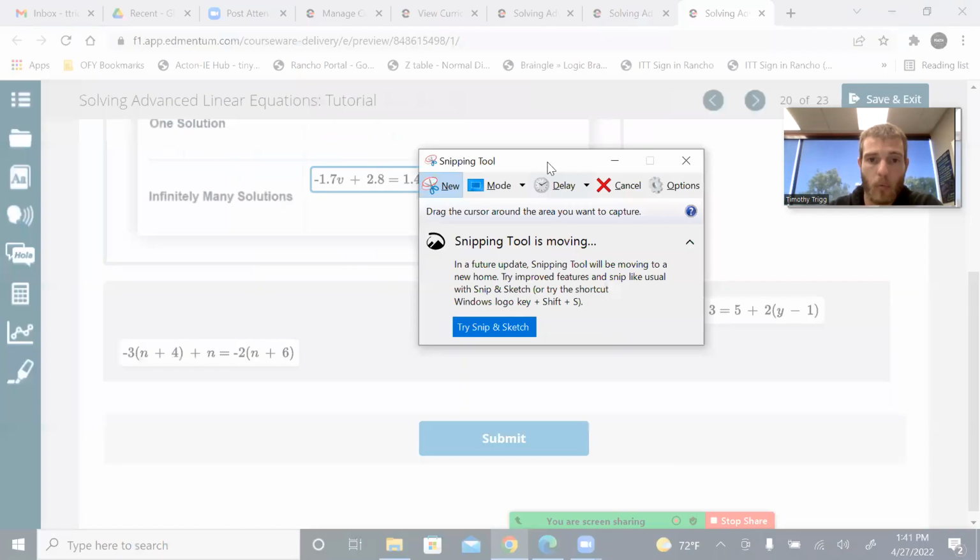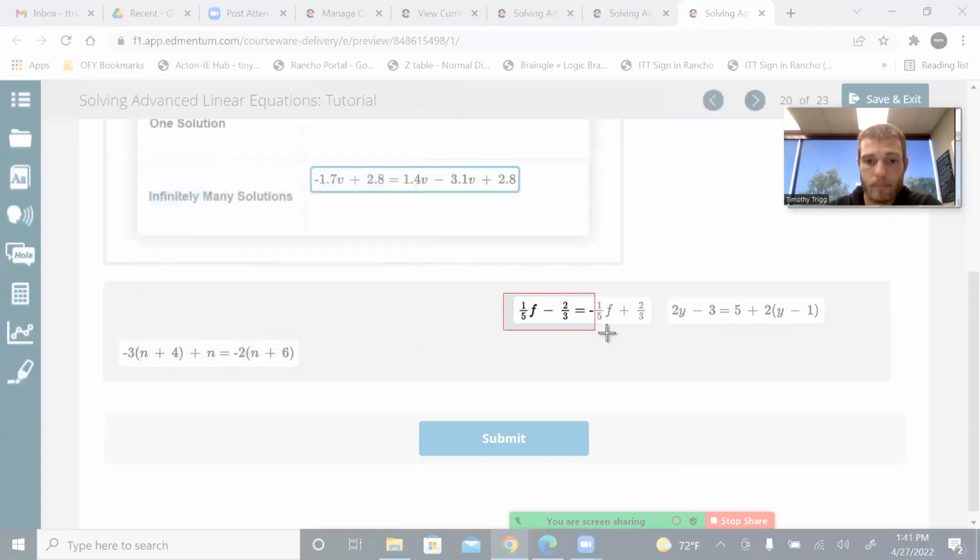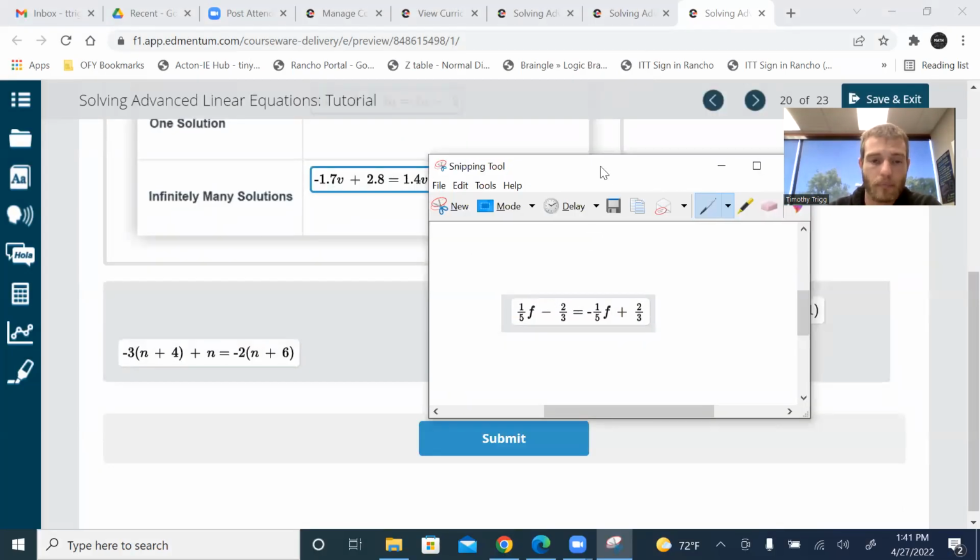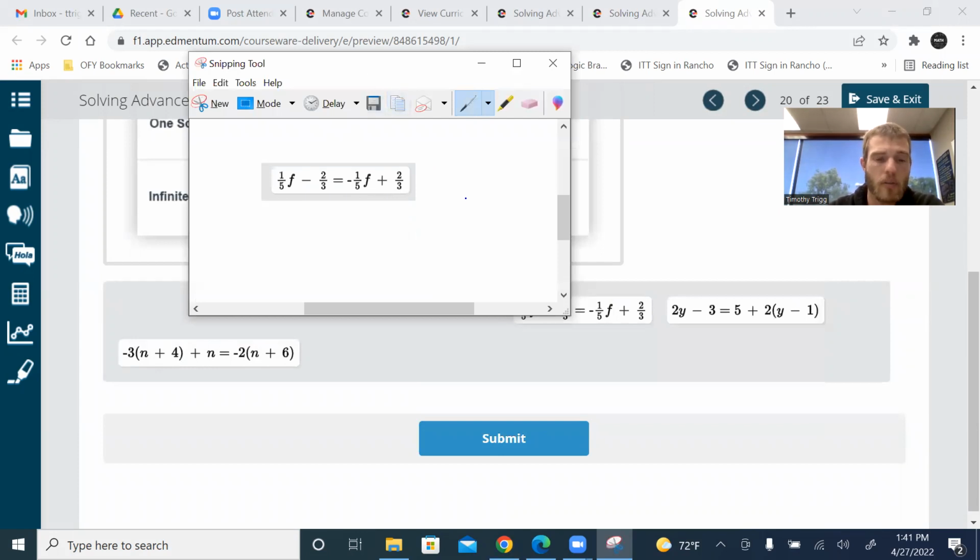Let's go ahead and work out the next one here. So this one's case has fractions. Now, if you know me, you know I'm not a big fan of fractions, so I like to get rid of them. You can get rid of all the fractions in your equation by multiplying every term by the lowest common denominator.